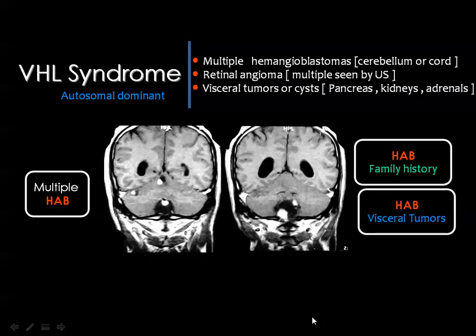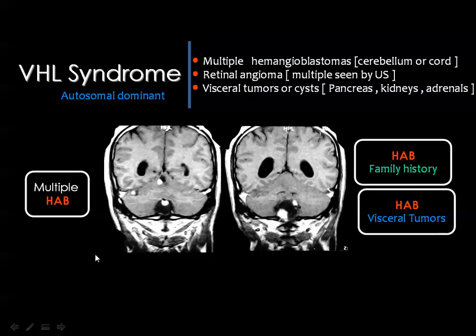And I hope you remember that for the diagnosis of von Hippel-Lindau syndrome, you may have one of 3 possibilities. A patient having multiple hemangioblastomas, either in the brain or in the spinal cord, or both. Or the patient has a single hemangioblastoma with positive family history of hemangioblastomas or von Hippel-Lindau syndrome. Or there is a single hemangioblastoma with visceral tumors.